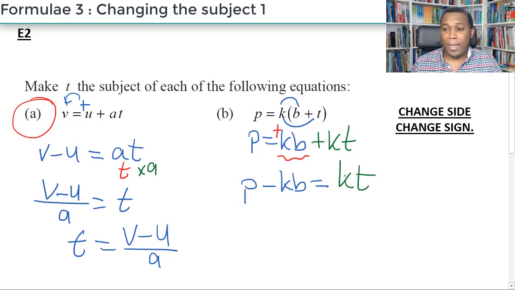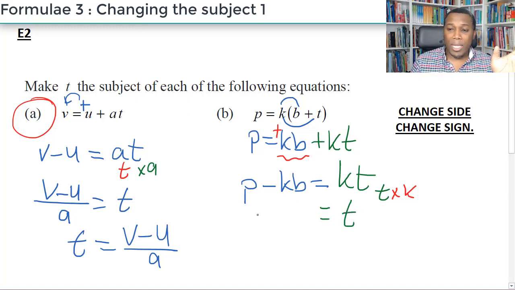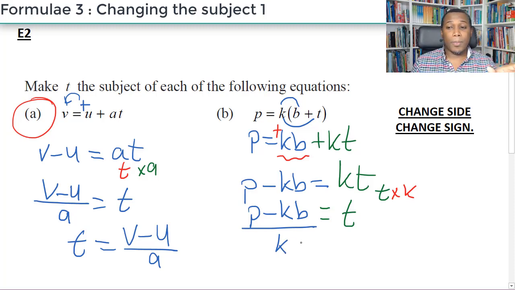And to finish things off now, we're multiplying by K. What's happening on the right? Let's just make it really explicit. We have T being multiplied by K. That's what KT means. K multiplied by T, or T being multiplied by K. Order doesn't matter for multiplication. And the opposite of multiplying by K is dividing. So when that multiply by K goes on to the left-hand side, it has to become a divide by K. And everything on the left has to be divided by K. So T remains. It's now the subject. On the left-hand side, I have P take away KB, all divided by K. And we're done. T's the subject.